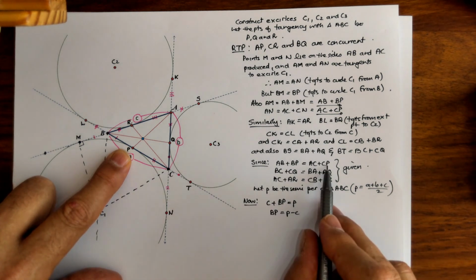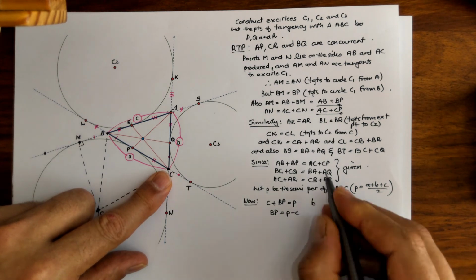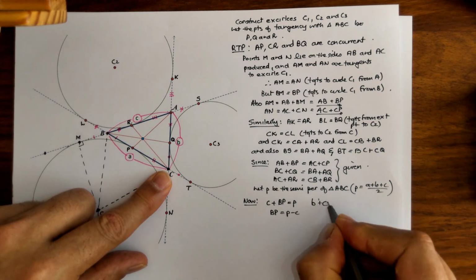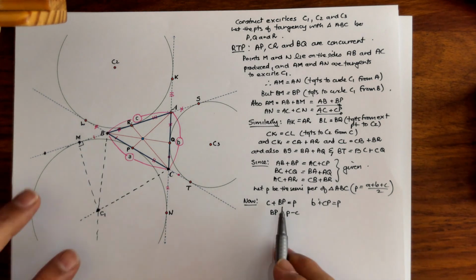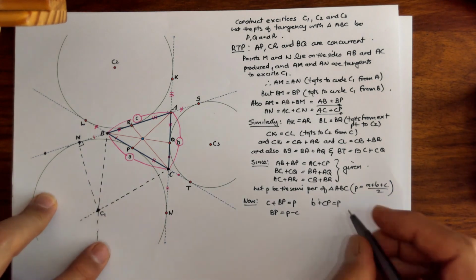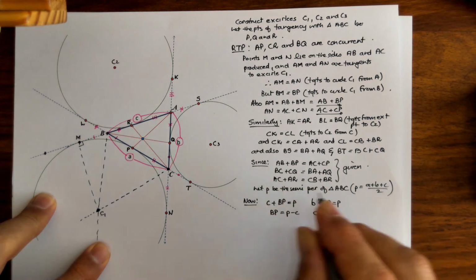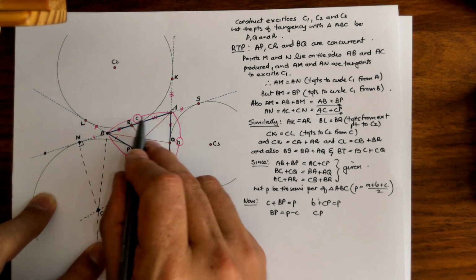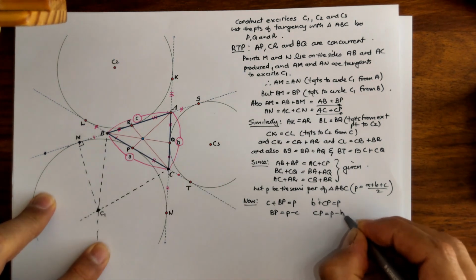The same on that side. AC is B, so B here plus that portion CP is P. Now you'll see I'm working with the portions as variables, or as unknowns. I don't know how big that portion is. I do know how long that side is. It is labeled C. So CP will be P minus B.